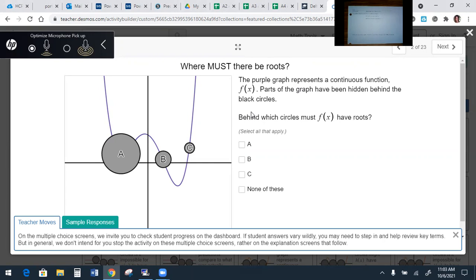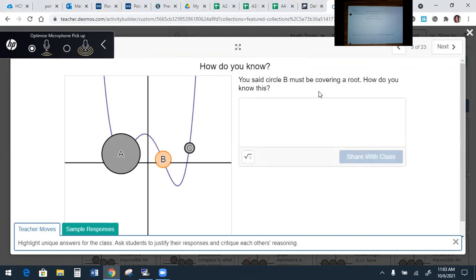What do you guys think? A, B, C, none of them, all of them, what do you think? Which one? B, there has to be one. Any others? Like there has to be one. Okay, that's going to be on the next slide. You wouldn't guarantee. Okay, so we'll say B. You said B. How do you know that? Or like, why did you say B?